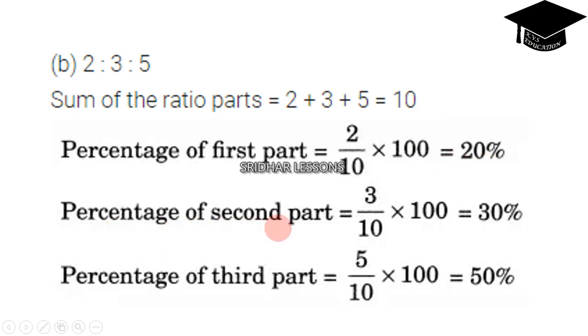Similarly, the percentage of the second part is 3 by 10 into 100, which is equal to 30%. Okay. Next, the percentage of the third part is 5 by 10 into 100, which is equal to 50% upon cancellation.